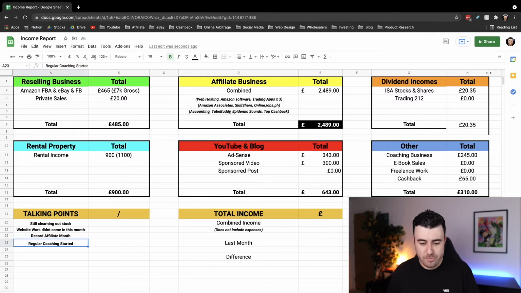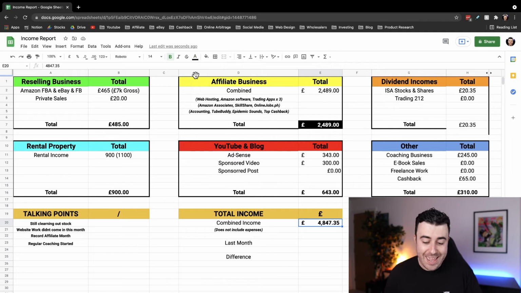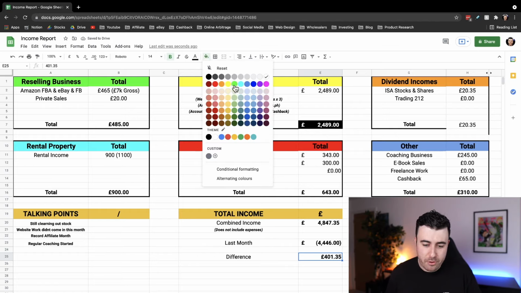Now, when it comes to my combined income, one thing I say in every single video, this is my gross income, so this isn't taking off any tax, and I'm not taking off any of my major expenses from here, but my expenses really aren't that high. This comes to a total for this month of, drumroll please, £4,847.35, which when I compare it to last month, which was £4,446, is a difference of plus £401. So I've made a little bit of progress on last month.